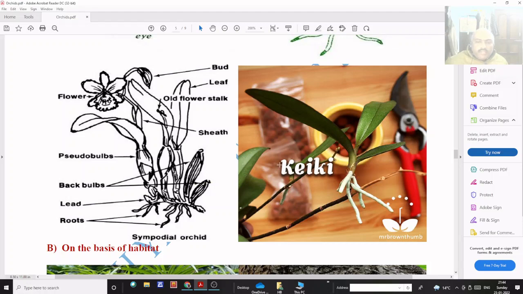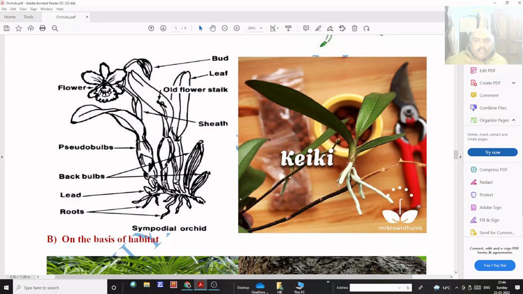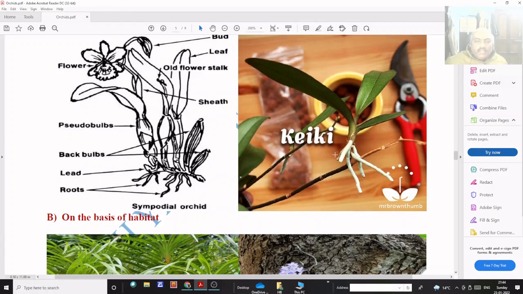Now this colored picture on the right hand side shows a form of division, which is known as keiki. Keiki is a Hawaiian word which means a baby. The stem of monopodial orchids produces a baby plant which is known as keiki.